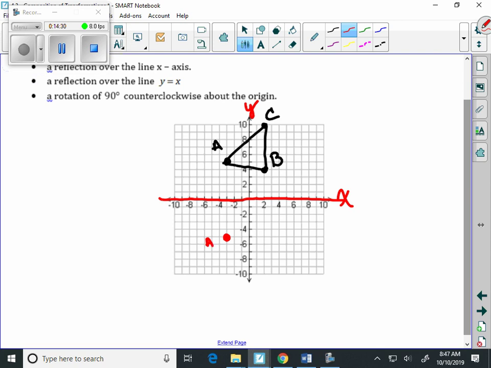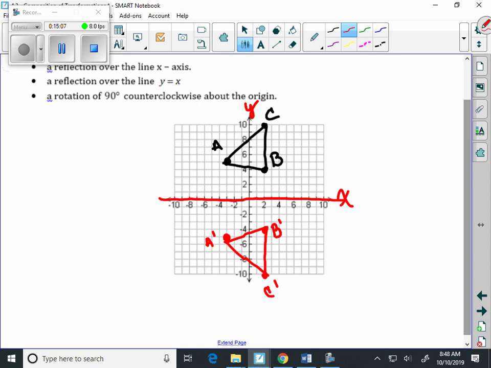There's our new A. B is 1, 2, 3, 4 spaces from the red line. So 1, 2, 3, 4 on the other side of the red line. There's our new B. And our C is 10 spaces from the red line. So on the other side of the red line, 1, 2, 3, 4, 5, 6, 7, 8, 9, 10. 10 spaces from the red line. There's our first transformation, but on this one we've got 3 transformations.